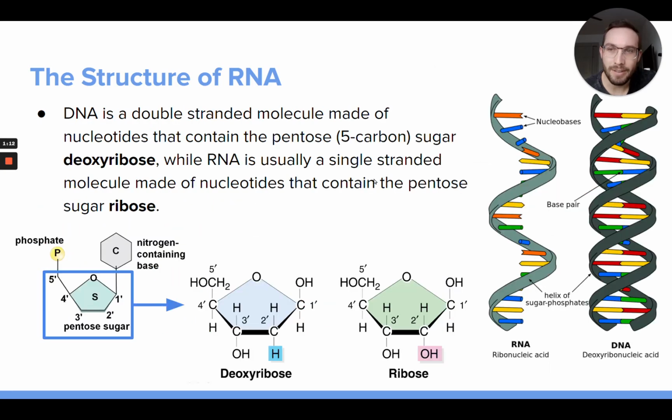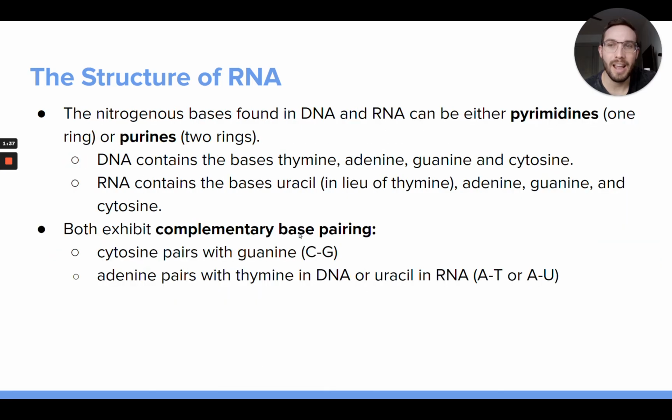And one difference, though, is that, well, first of all, DNA is usually double-stranded. That's one big difference. And then RNA is usually single-stranded. Not always, there's exceptions, but usually RNA is single-stranded and DNA is double-stranded. Also, the sugar that's found in the nucleotides that build DNA is deoxyribose, but the sugar found in the nucleotides that build RNA is ribose. It's another difference.